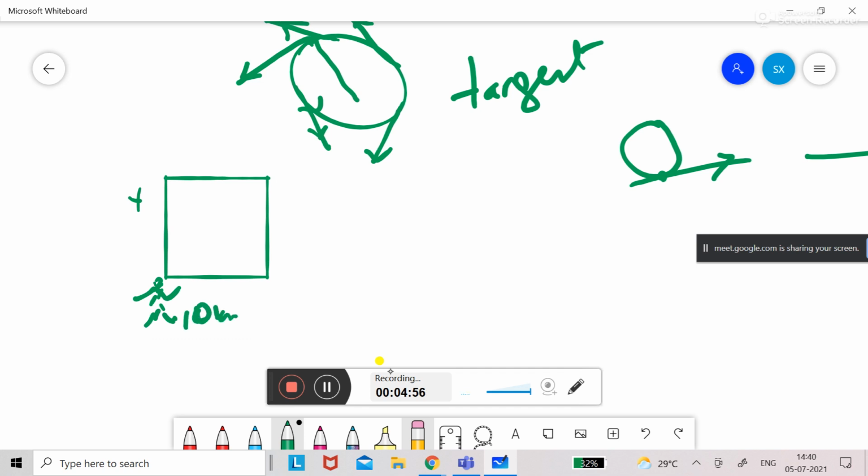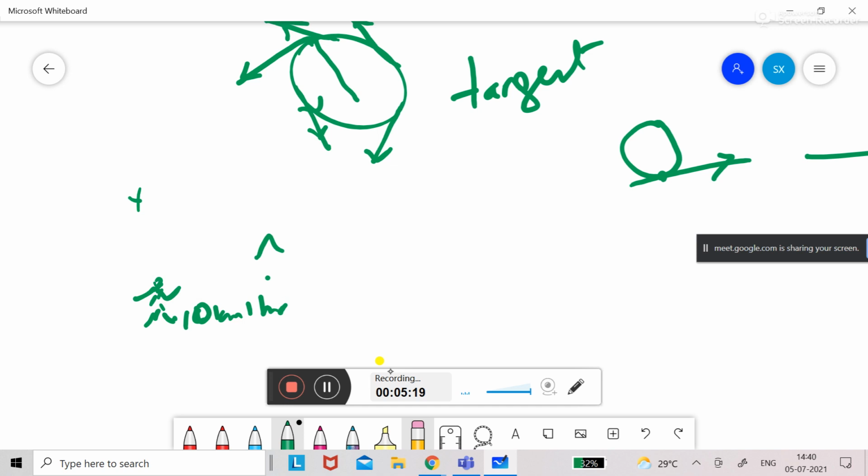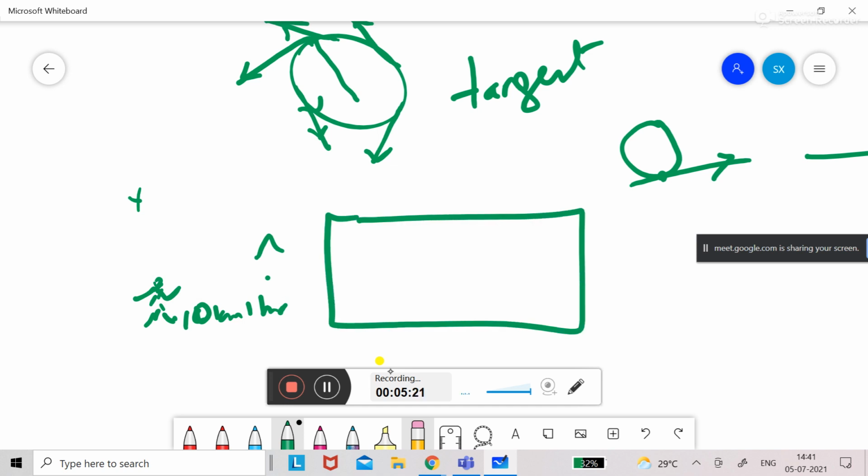Suppose he is going at 10 km/h only. When he comes here, he is not reducing the speed. He is going at 10 km speed, but he is going in the other direction, the north direction. He's going like this. Oh, this board is telling I'm drawing wrong. This board is changing every minute. Okay, like this. So a person is running like this.